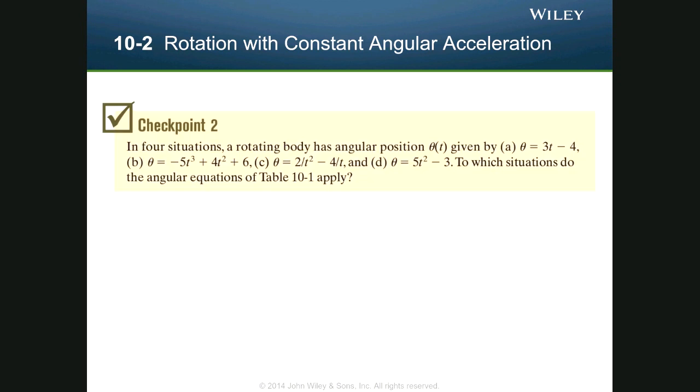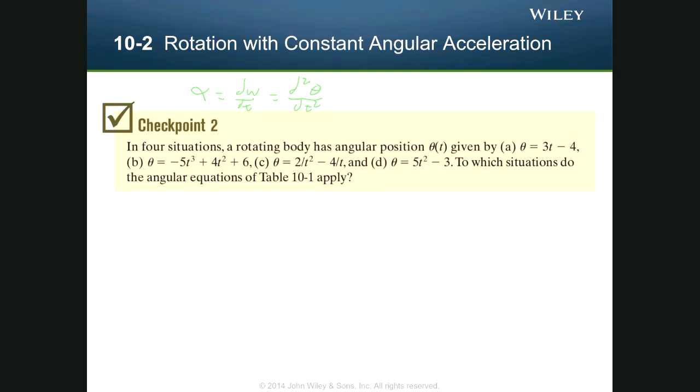So when the angular acceleration is constant, you can apply the table. So now we know that alpha equals d omega dt, which equals the second derivative of theta, which was very good. So how do you investigate these to find out which ones are constant? Let's take a look at A.